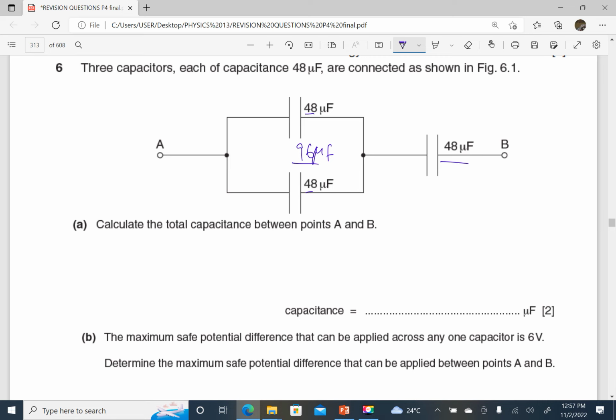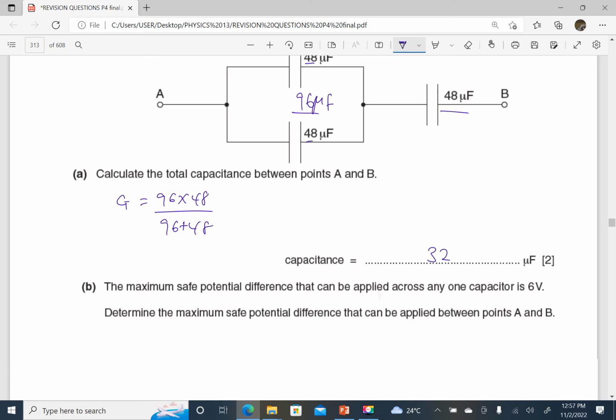Calculate total capacitance. Now that we are experts, we shall just say total capacitance is product over sum. That is 96 times 48 divided by 96 plus 48. When I press my calculator, this is giving me 32 microfarads.